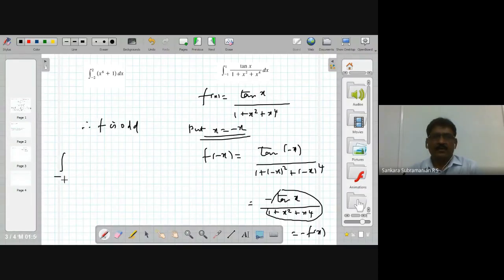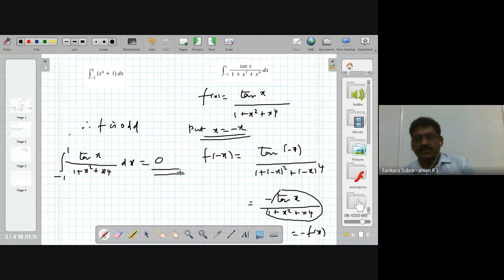Moreover, it should be evaluated between minus a and plus a, or minus 1 and plus 1. Therefore, the integral of tan of x by 1 plus x square plus x power 4 into dx is equal to 0, straight away by the property.